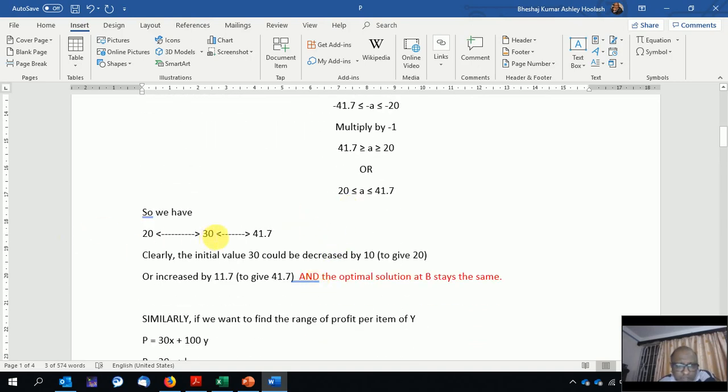So that's the 30 initially in my question, but it could take any number between 20 and 41.7 to give me the same answer. So 30 can be decreased by 10 and can be increased by 11.7 to give me the optimal solution at B. So that's what we have here.